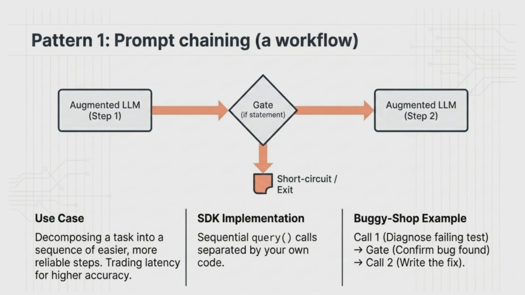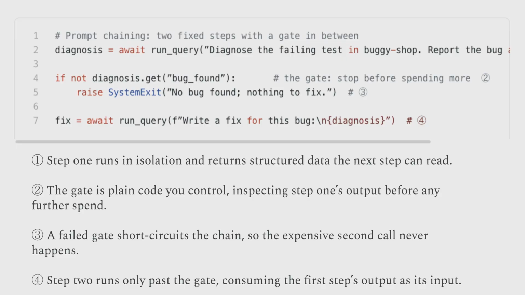In the SDK, this is sequential query calls in your own code, optionally with a programmatic gate between them, a plain IF that checks the first step's output before spending money on the second. Step 1 runs in isolation and returns structured data the next step can read. The gate is plain code you control, inspecting step 1's output before any further spend. A failed gate short-circuits the chain, so the expensive second call never happens. Step 2 runs only past the gate, consuming the first step's output as its input.